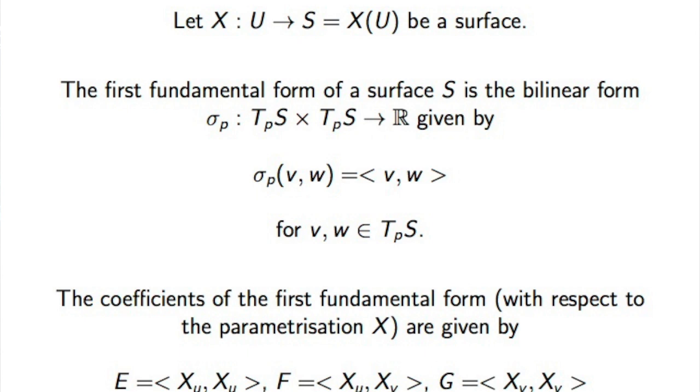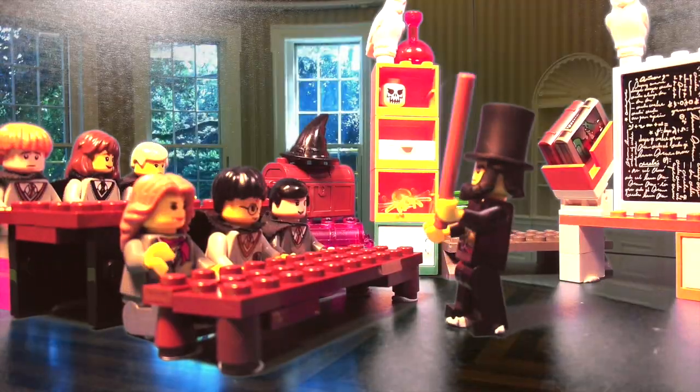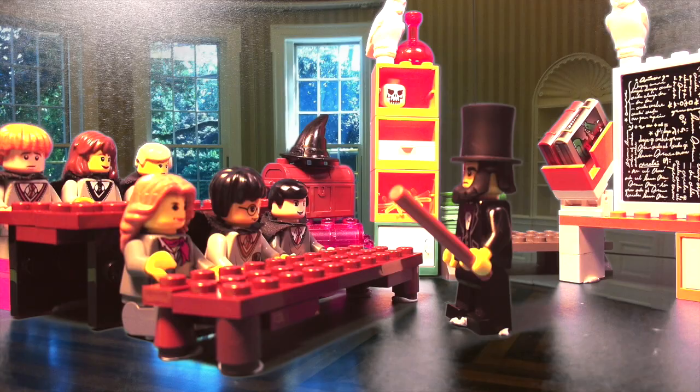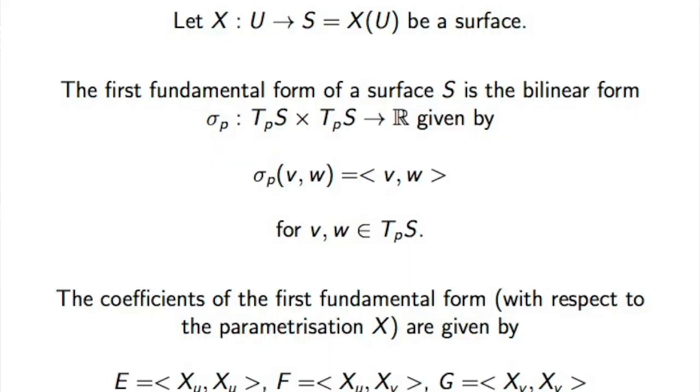The first fundamental form of a surface S is the bilinear form sigma P that takes two elements V and W from the tangent space of S at P into R. It is defined as the inner product of the two vectors V and W. The coefficients of the first fundamental form with respect to a parameterization can be calculated as the inner products of the combinations of the partial derivatives of X.